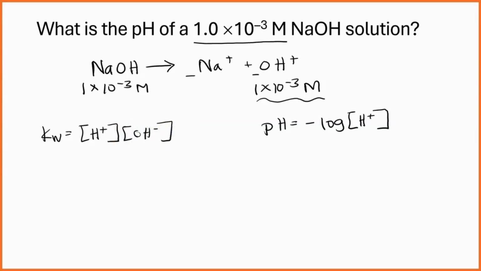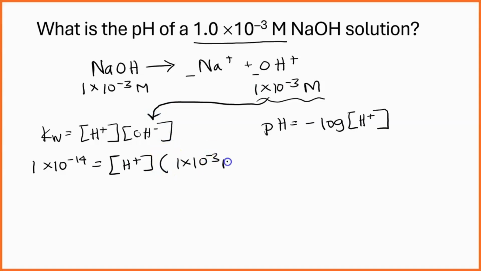So let's fill in what we know. I know that Kw is always 1 times 10 to the negative 14. I don't know the hydrogen concentration. I want to figure that out. But I know that hydroxide is that 1 times 10 to the negative third. I'll divide both sides by that 1 times 10 to the negative third for my hydrogen concentration, which is going to be 1 times 10 to the negative 11.